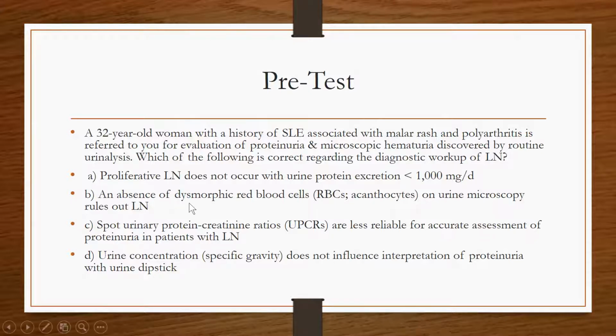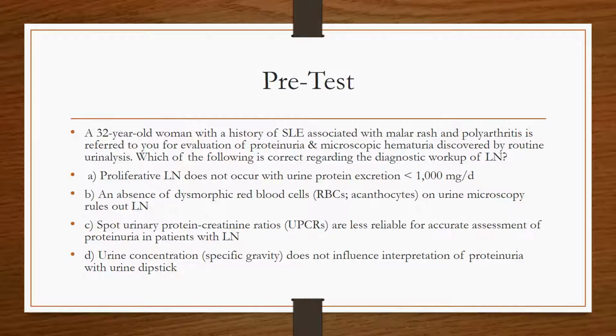An absence of dysmorphic red blood cells or acanthocytes on urine microscopy rules out lupus nephritis. It does not rule out lupus nephritis. You could still have microscopic hematuria, but you might not find acanthocytes or dysmorphic RBCs, or you could just have proteinuria, because you could have membranous lupus nephritis without any red blood cells. So it's a wrong option.